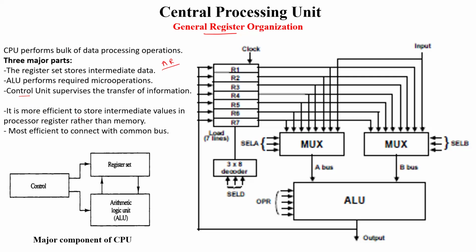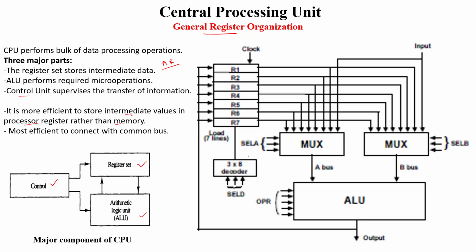It is more efficient to store the intermediate values in processor registers, as we have seen, compared to memory. And it is most efficient to connect them with a common bus. A bus is a collection of wires that provide the path from one unit to another, so we can transfer from one register to another register. For that we have the common bus system we saw earlier; there is a separate lecture for that. So overall, the CPU has a control unit, a register set, and an arithmetic logic unit.